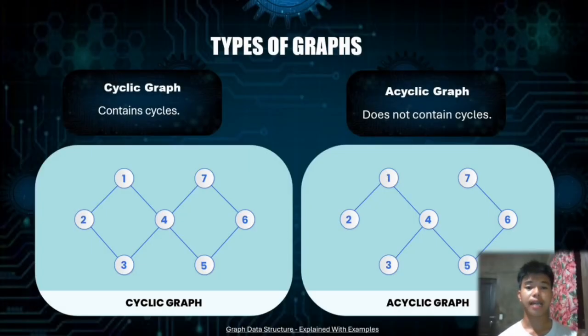And last, an acyclic graph does not contain a cycle. A real life example is a family tree, parents and children. You must come from your parents before you become a child, and the next generations. You cannot go back and become the parent of your own parents.